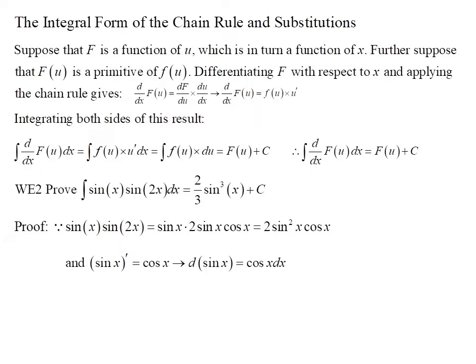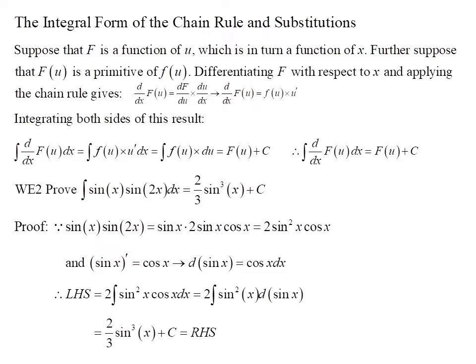Based on that, the differentiation of sin x is cos x, so d sin x equals cos x dx. Hence, the left side of the equation equals 2 times the integral of the square of sin x cos x dx, which equals 2 times the integral of the square of sin x d sin x, which equals 2/3 times the cube of sin x + c, which equals the right side of the equation.